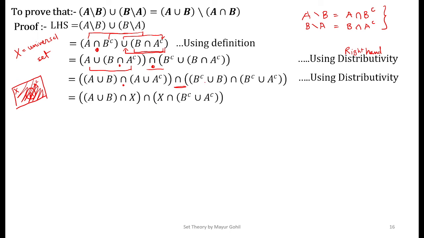Now again similarly, B complement union B is again our universal set, intersection (B complement union A complement). So this is because of the complement laws.